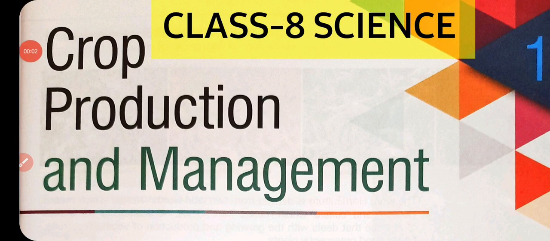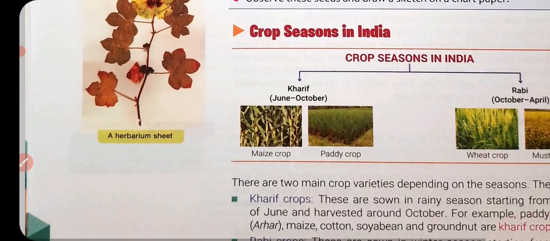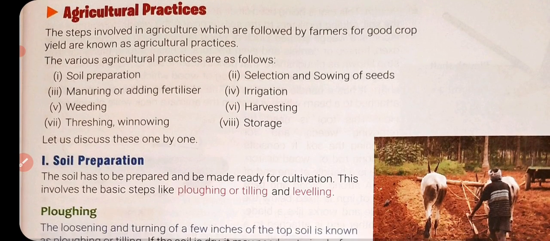Hello students, this is another video of class 8 science, and as you know we are discussing chapter 1 of this class, and the name of the chapter is crop production and management. And we are studying about the agricultural practices which are involved in agriculture. And we had seen that in agricultural practices there are so many steps. Basically there are 8 steps which are involved in agricultural practice so that we can grow the crops in a good and better way.